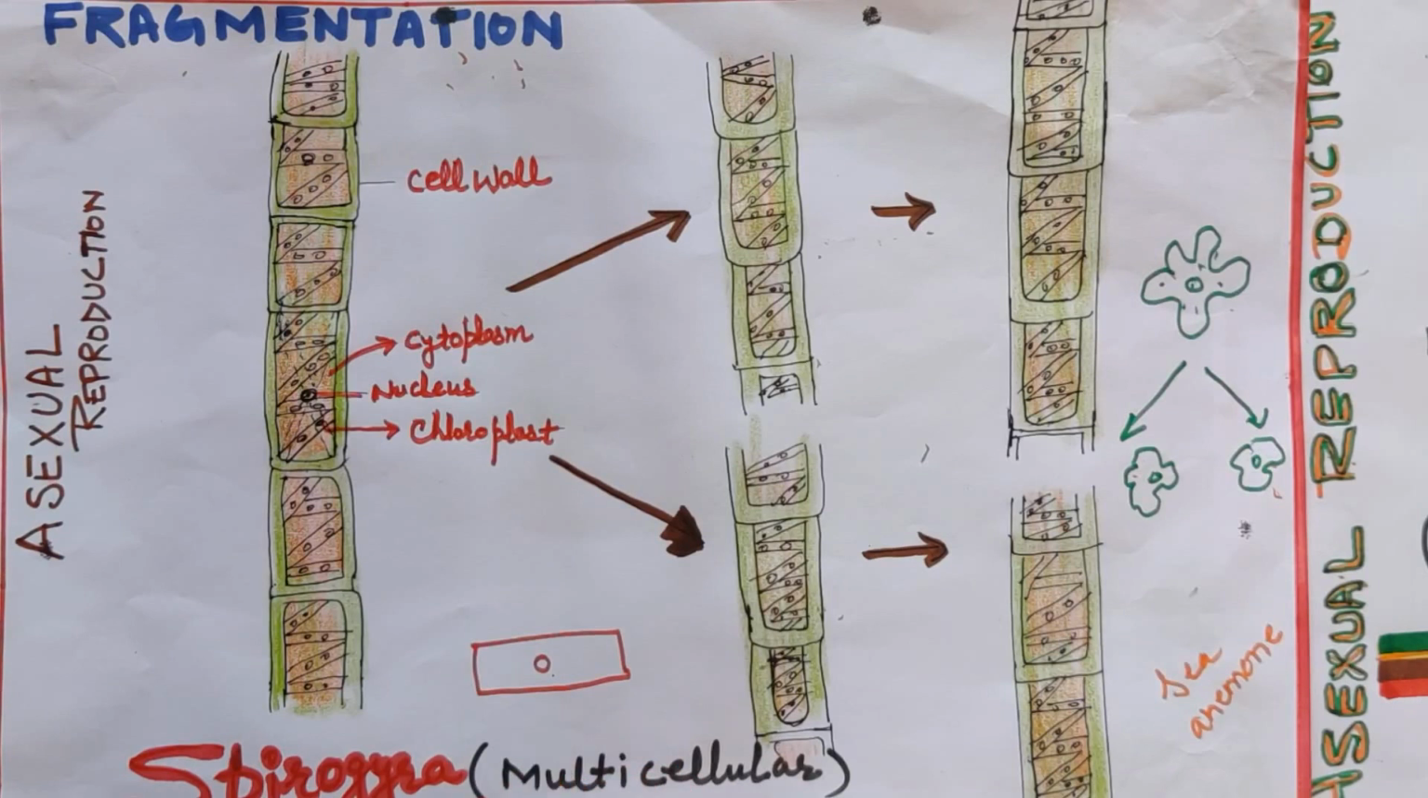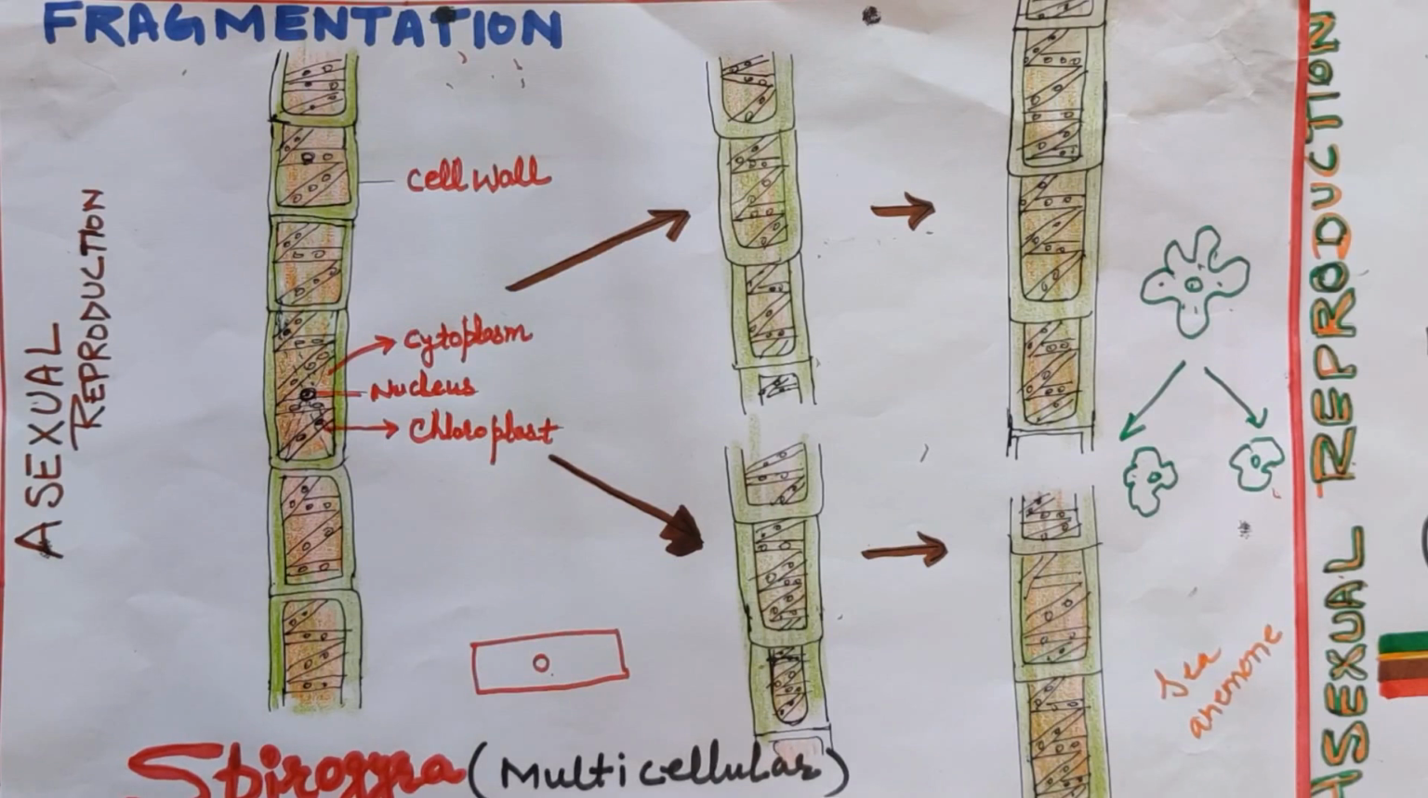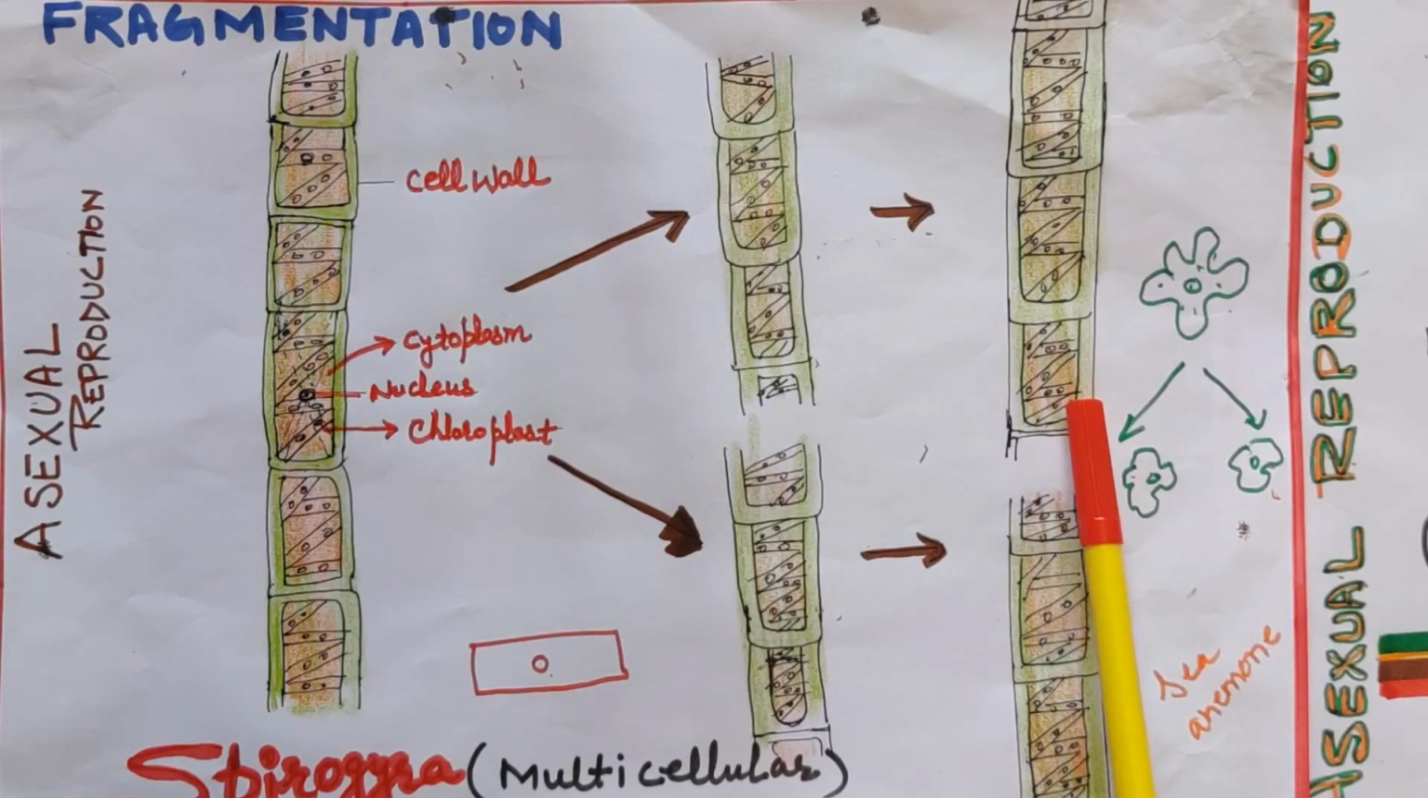For example, Spirogyra. You studied Spirogyra in class 9, about its structure, under the chapter Diversity in Living Organisms. Spirogyra is an alga. It belongs to the plant kingdom. And how does it reproduce? When it matures, naturally on its own, it splits into parts or fragments, and each part grows into a new complete Spirogyra.